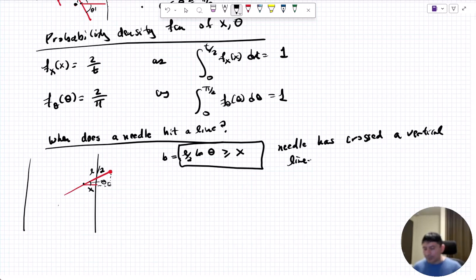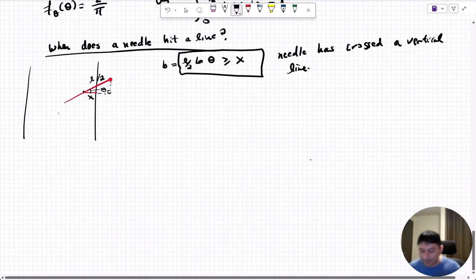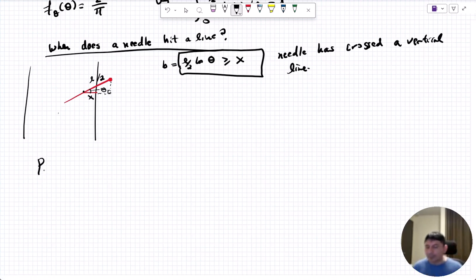Okay, so now that we know that, let's calculate the probability. Oh wait, before we do the probability, let's do the density function. Now, one thing I forgot to mention is that as random variables, theta and x are independent.